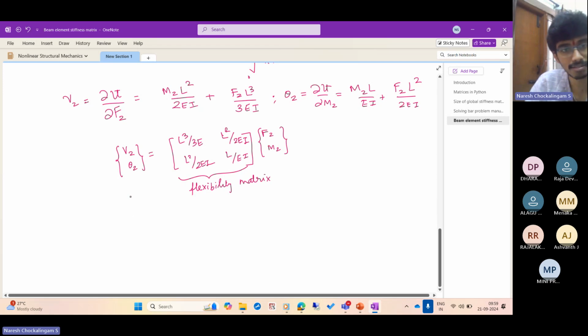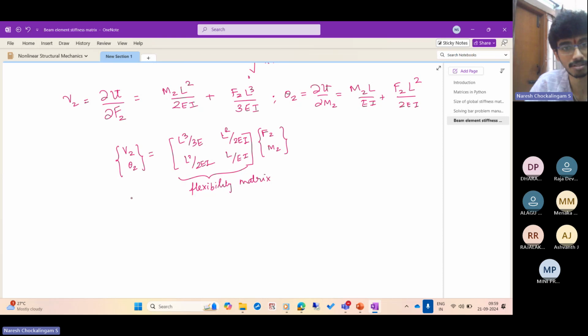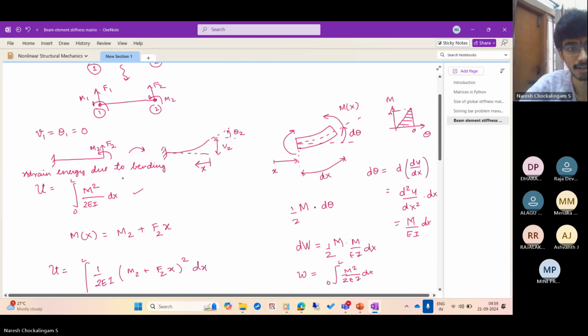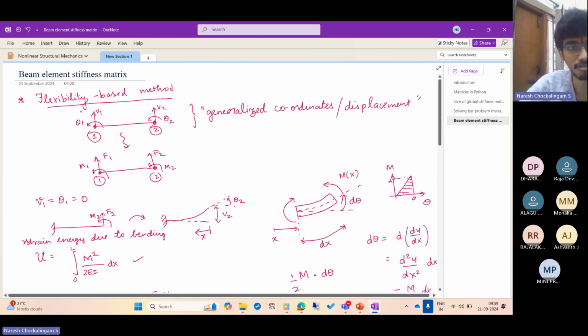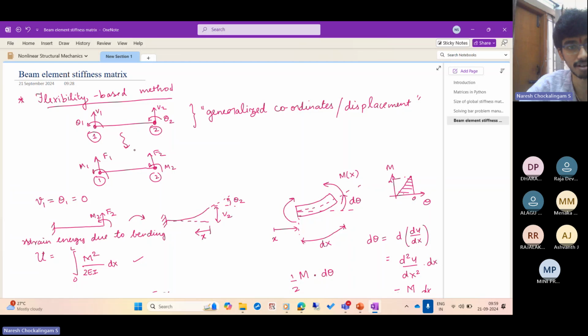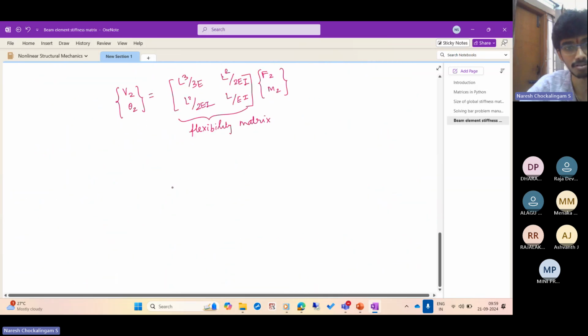Next, what do we do? So this is only half of the job done. We only have a relationship between V2, theta 2 and F2 and M2. But our goal is to get a relationship between all four components, right? We want to relate V1, theta 1, V2, theta 2 to F1, M1, F2 and M2. So what do we do?